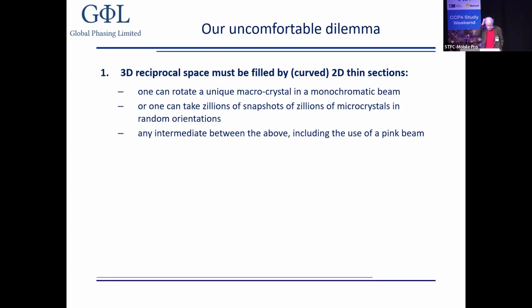In any given diffraction configuration involving the beam, the crystal, the detector, we can only see a two-dimensional section of three-dimensional reciprocal space. So to fill that space, we can either rotate a unique crystal, well-known. We can take lots of snapshots of microcrystals in random orientations, and there are intermediates between those two extremes.